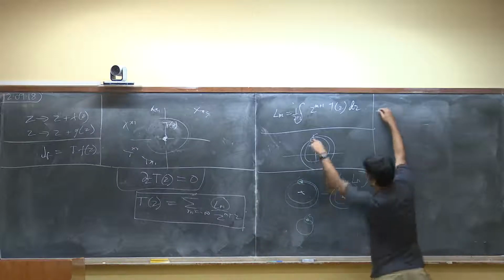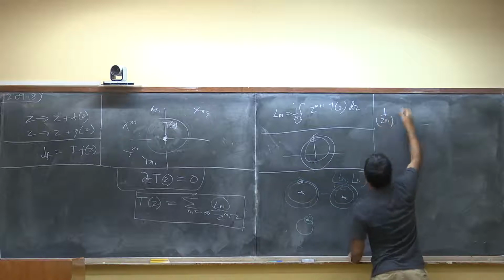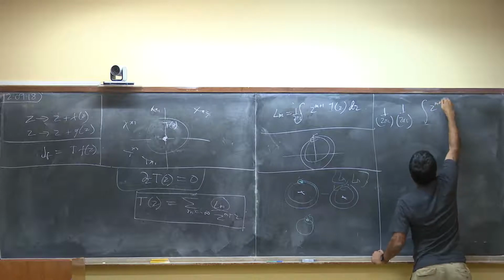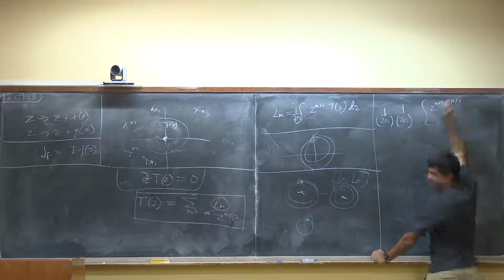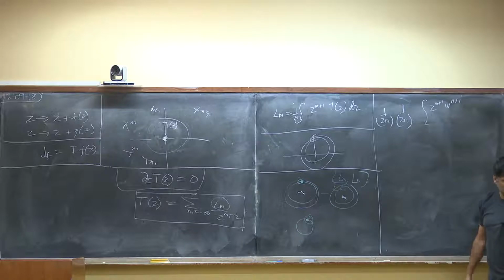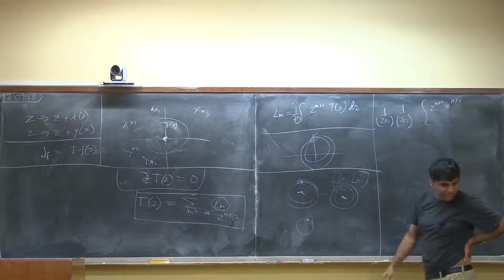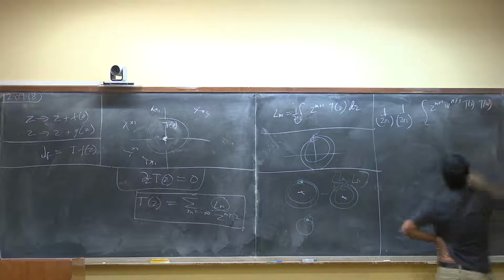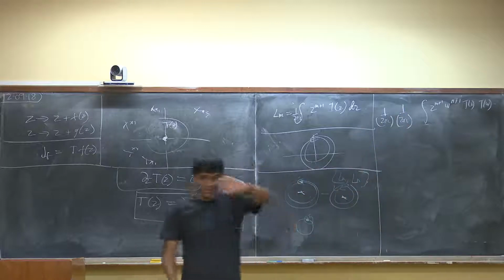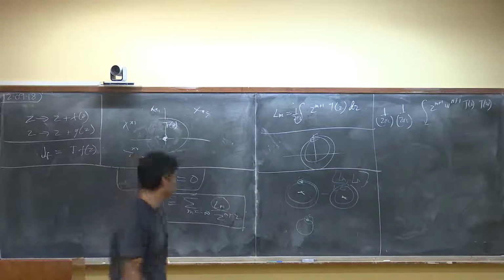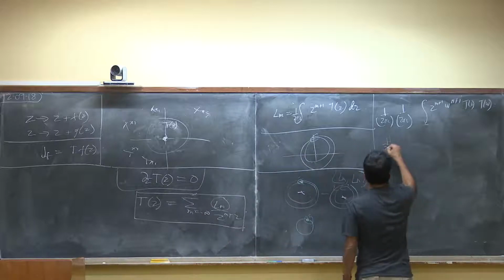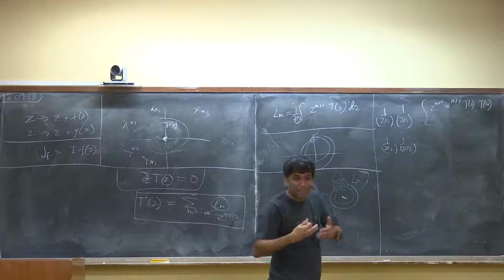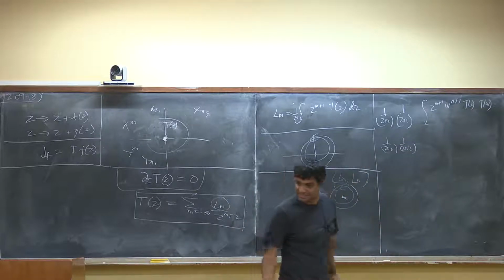So let's see. Now we had 1 by 2 pi i, and then we had another 1 by 2 pi i. Then we had z to the power m plus 1, w to the power n plus 1, and T of z, T of w. And we're supposed to do the z integral around the w contour. Okay? So that's 1 by 2 pi i times 1 by 2 pi i, and then we use the operator product algebra that we developed last class.